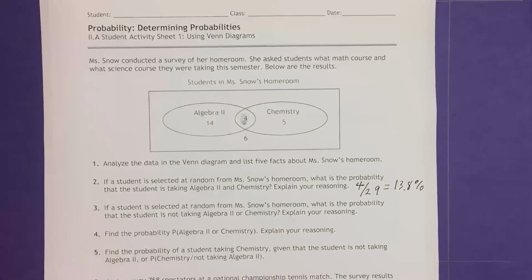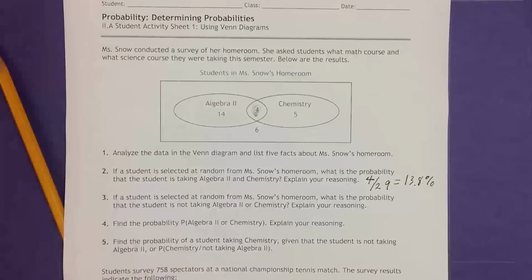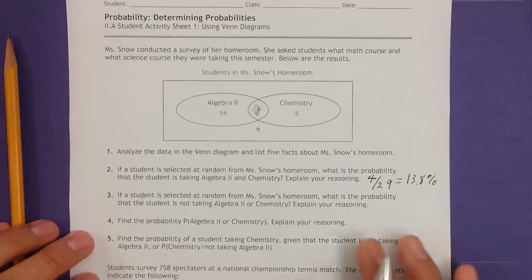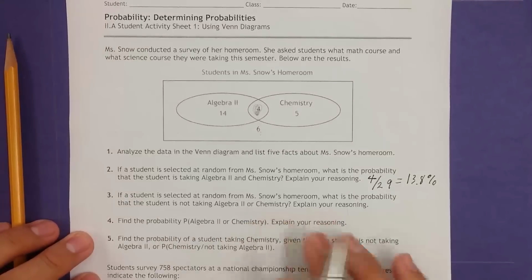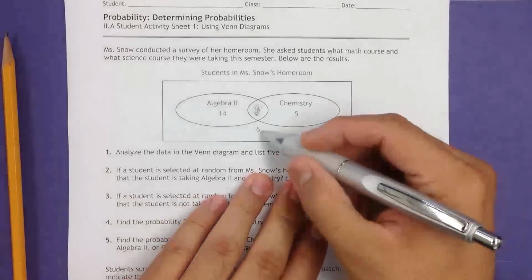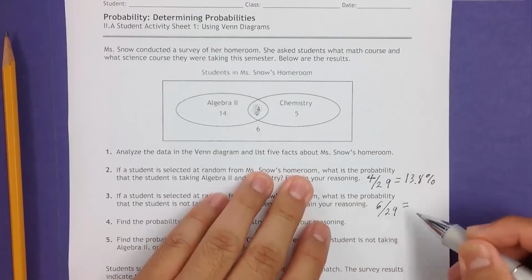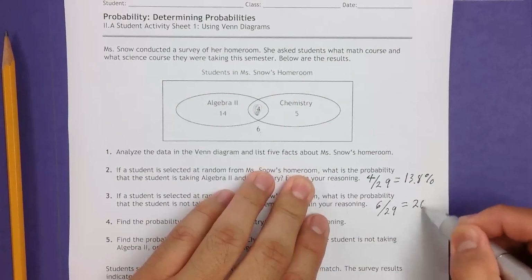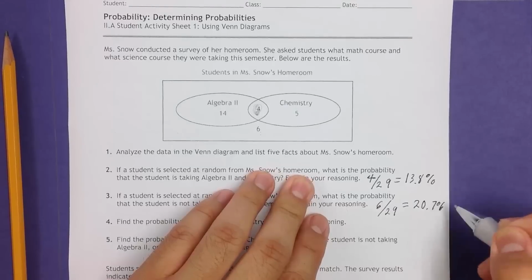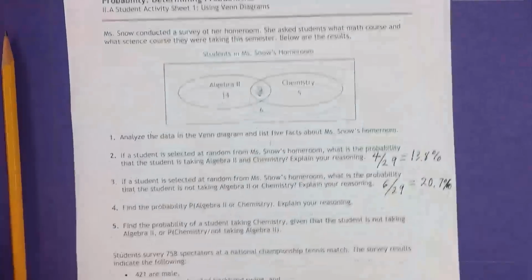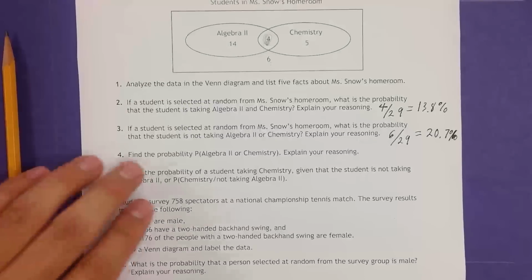If a student selected at random from Mrs. Snow's homeroom, what is the probability the student is not taking Algebra 2 or chemistry? Of course, that's the students outside of this, so it would be 6 out of 29, which would give us 20.7%. And we're looking at the one right here.